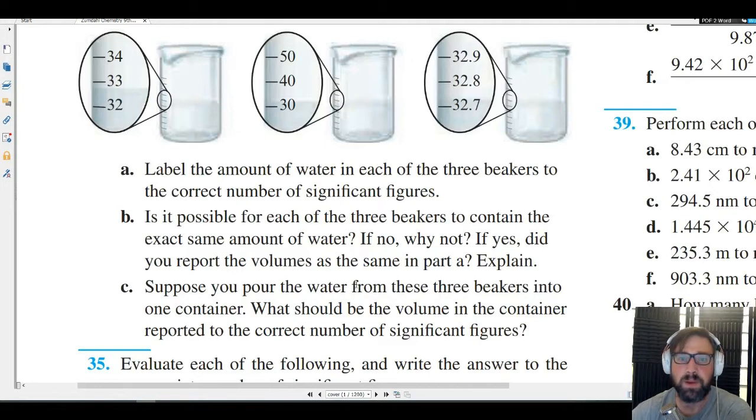Remember your rules about adding and subtracting. You always find the least precise place measurement. So here we could go to the tens place, here we did it to the ones place, here we did it to the thousandths place. And since we added them all together, we can only really say with certainty to the ones place.